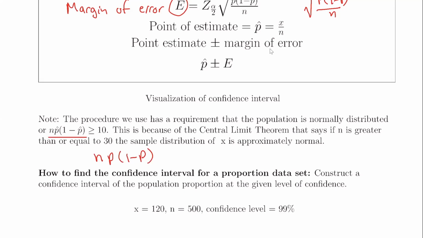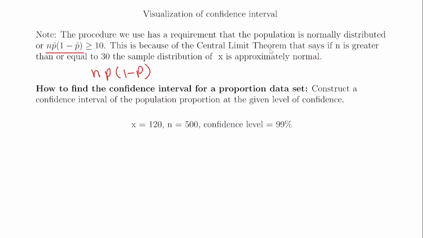All right, so let's do our very first problem. It's going to be a basic problem. We have x equal to 120, n equal to 500, and a confidence level of 95%.